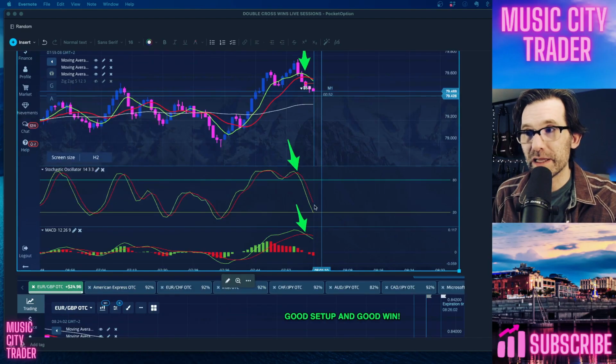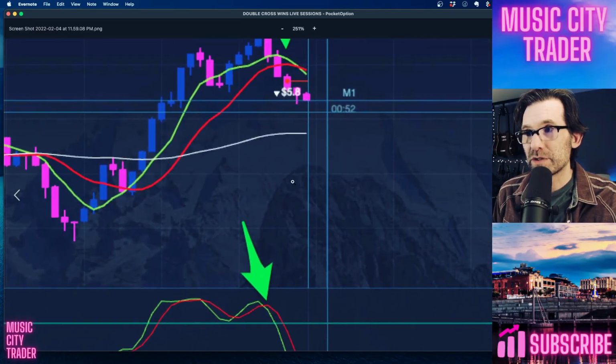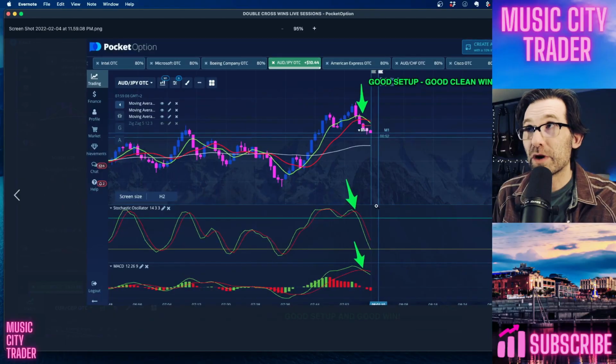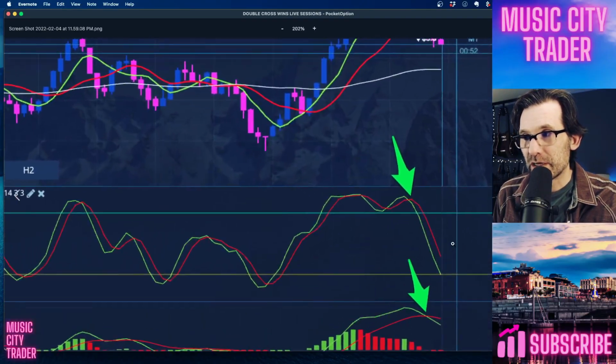Then you can kind of go, oh, I like this. Maybe I want to learn more about this. I win a lot of bids using this method. It's a great setup. This was a good, clean win. Yeah, of course, you're going to lose some, and that's fine, but you're always going to be able to make up for some with a makeup strategy like the Music City Trader makeup strategy.